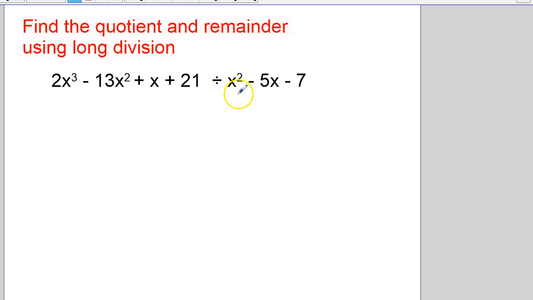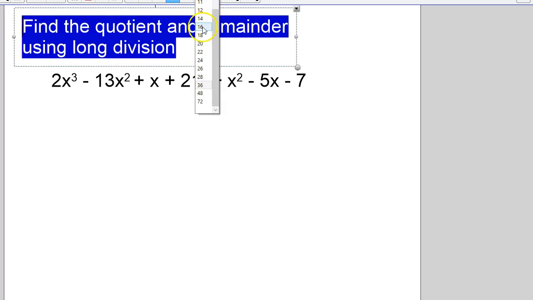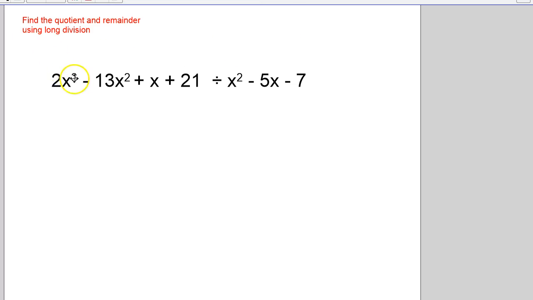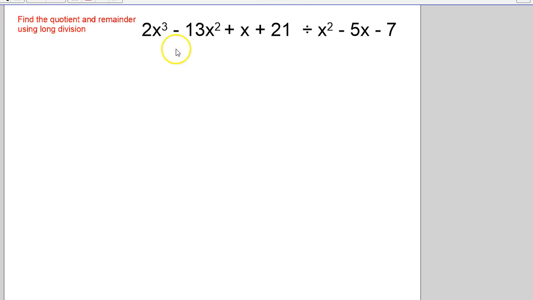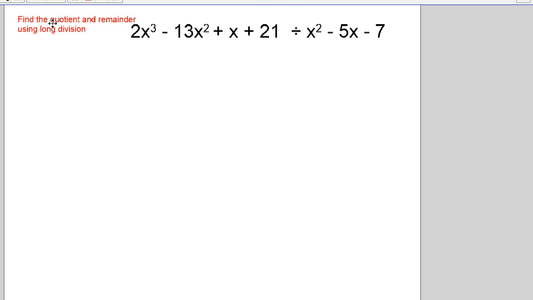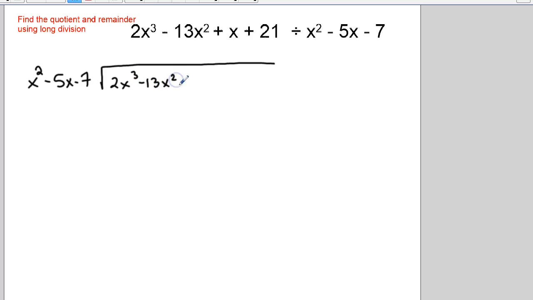Look what I'm dividing now. I need to find the quotient and remainder, but I'm actually dividing a polynomial of 4 terms by a trinomial. This is kind of big. Let's see what happens, okay? So on the outside, I'm taking x squared minus 5x minus 7, and that is going into 2x cubed minus 13x squared plus x plus 21.